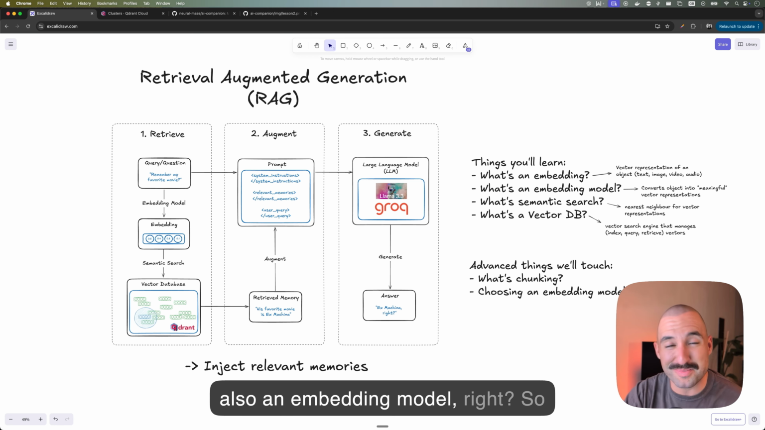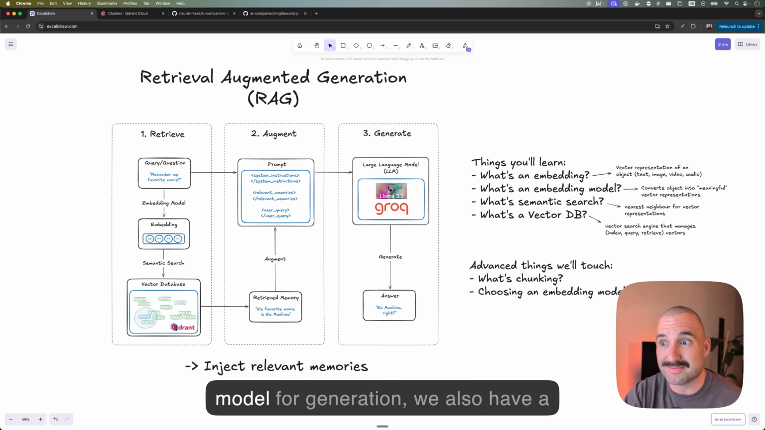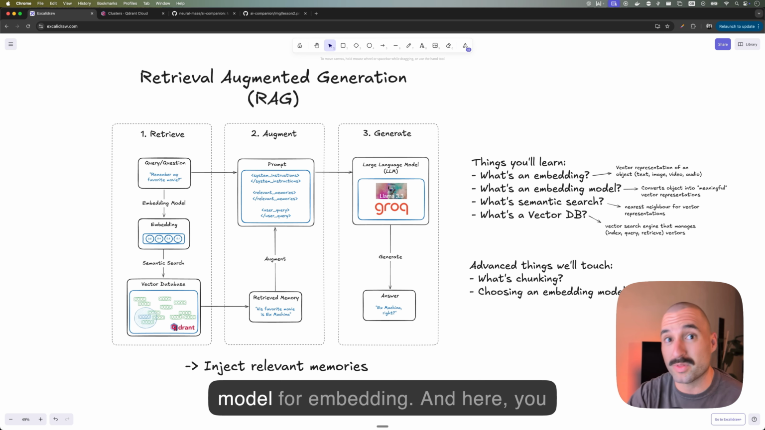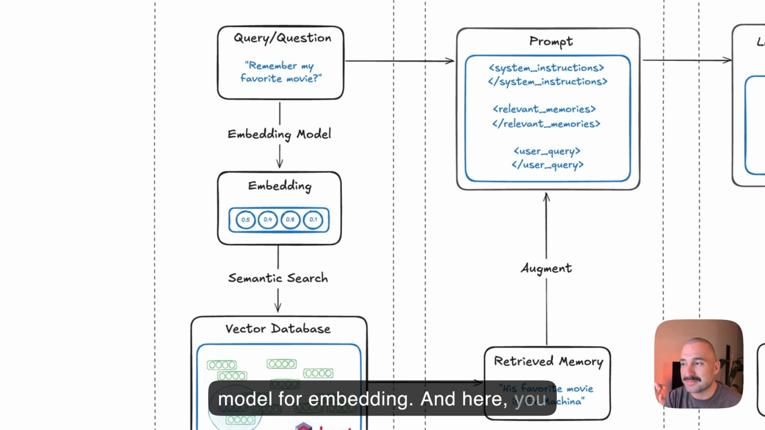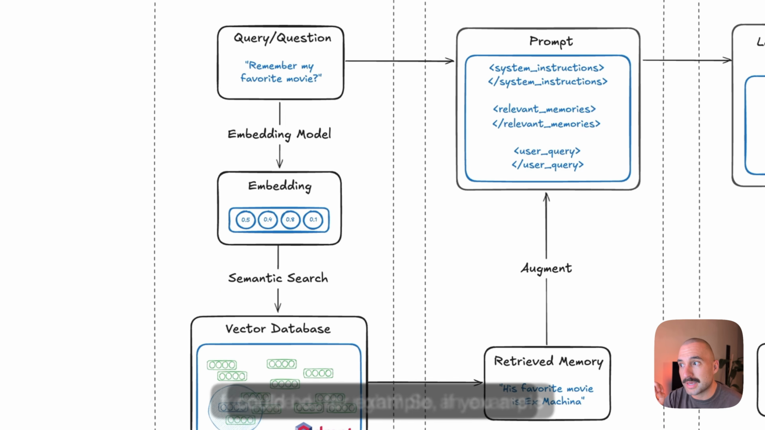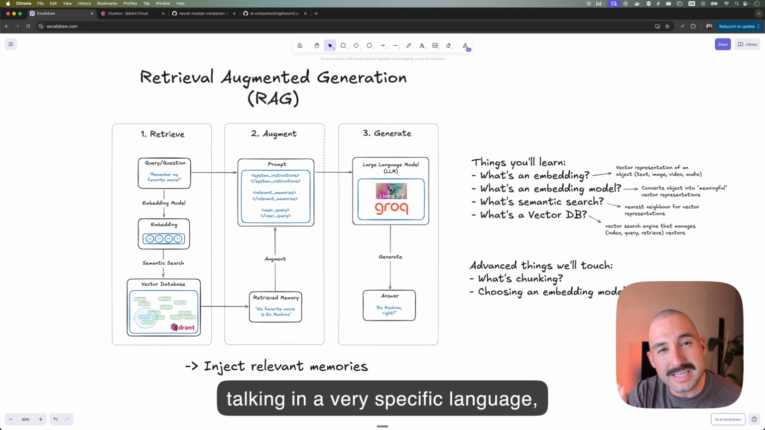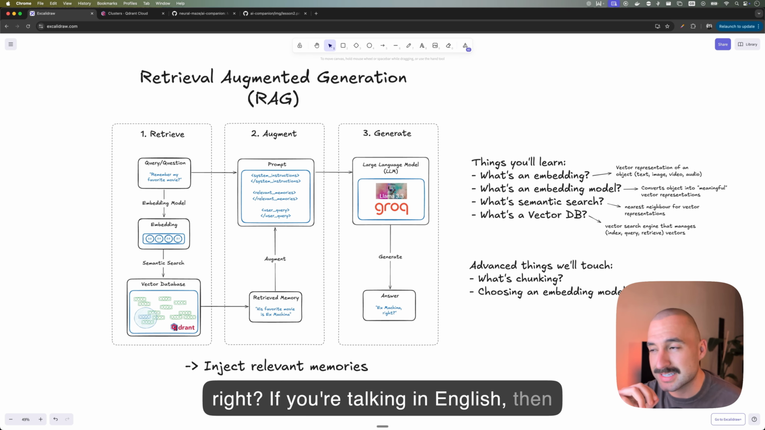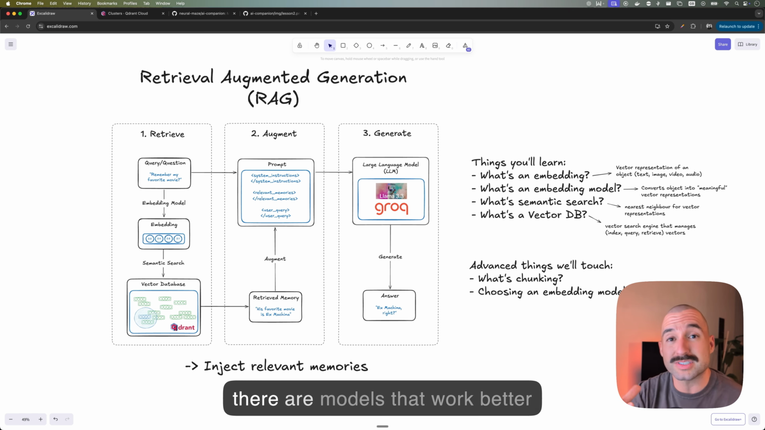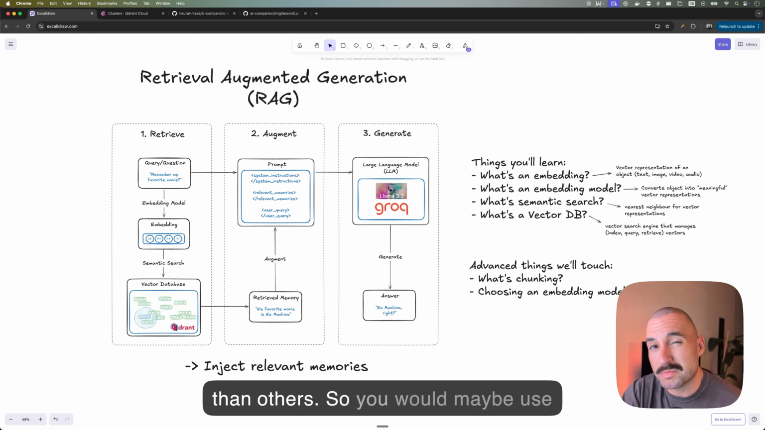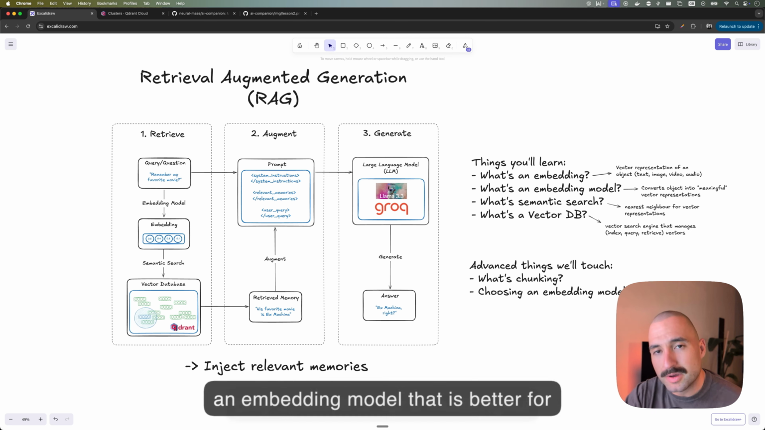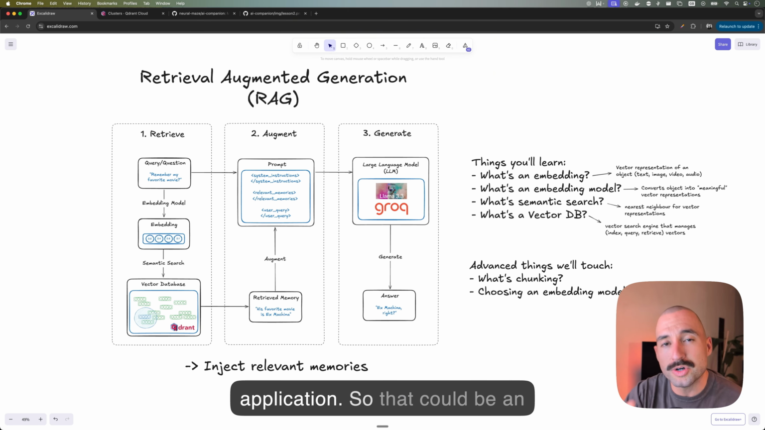And also the embedding model. In the same way that we have a model for generation, we also have a model for embedding. Here you should select an embedding model depending on the meaningful representation that you want to get from the data. An example could be if you are talking in a very specific language. If you're talking in English, then it's simple, but maybe in Spanish, there are models that work better than others. So you would maybe use an embedding model that is better for Spanish or for a multilingual application.